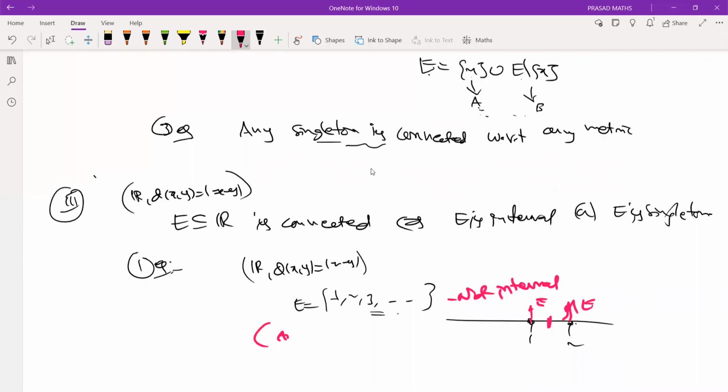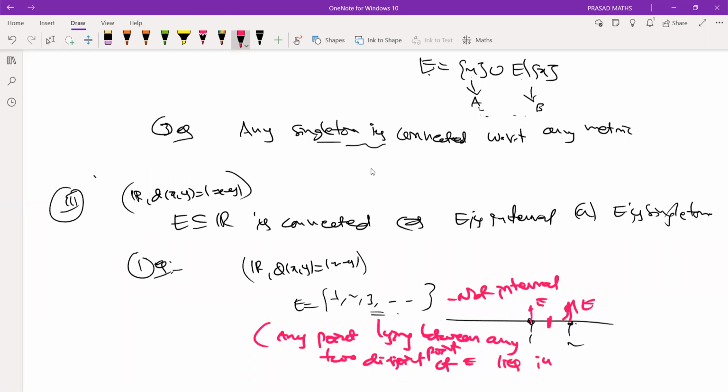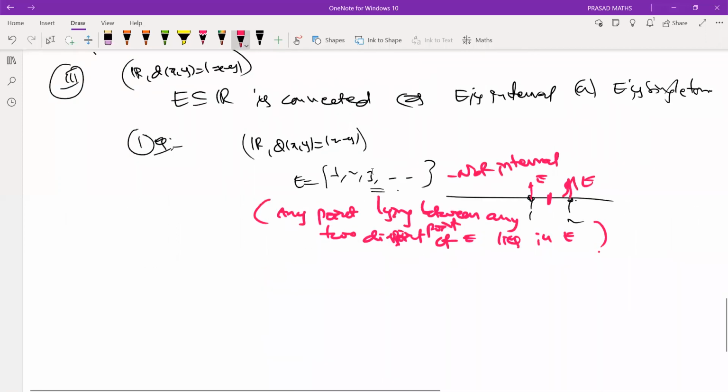What is an interval? Any point lying between any two distinct points of a set lies in the set. If E satisfies this property, then E is nothing but an interval.